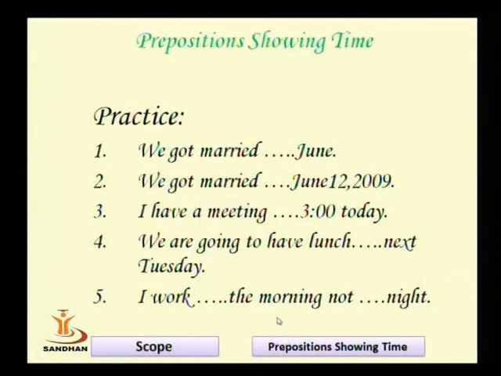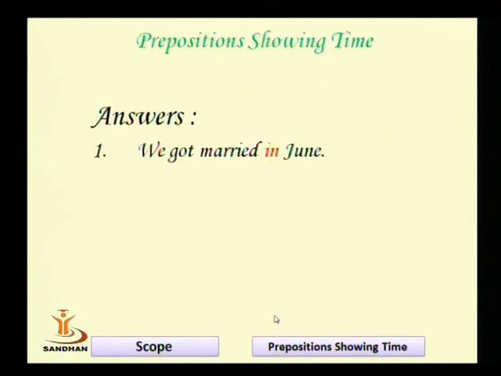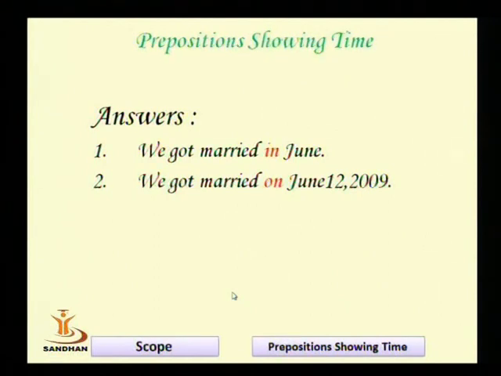Okay, now we look at the answers. We got married in June. Up till now, you have clarified in your mind that before the name of a month, we can use the preposition "in". The next, we got married on June 12, 2009. Now you may have a question: in the first sentence we kept "in" with June, so why is "on" there in the second sentence? Because 12 is the date, and a date is a specific time. So that's why "on" June 12.